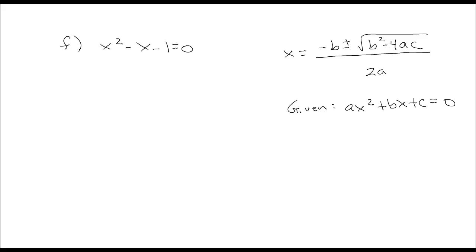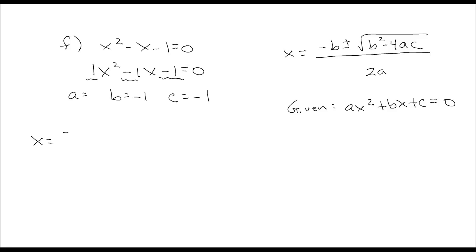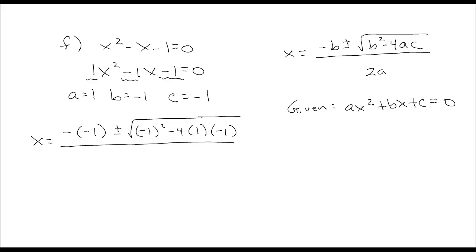to 0. So just to emphasize the equation they've given us, I have 1x squared minus 1x minus 1 equals 0. So a is 1, b is negative 1, and c is also a negative 1. So following the formula, x is equal to negative b plus or minus the square root of b squared minus 4ac all over 2a.